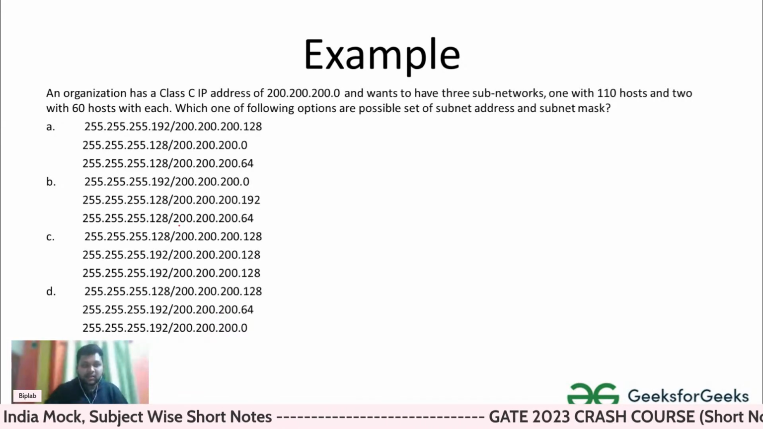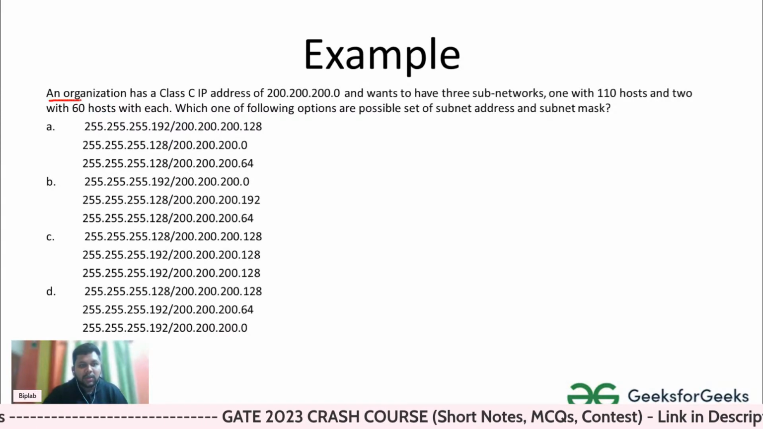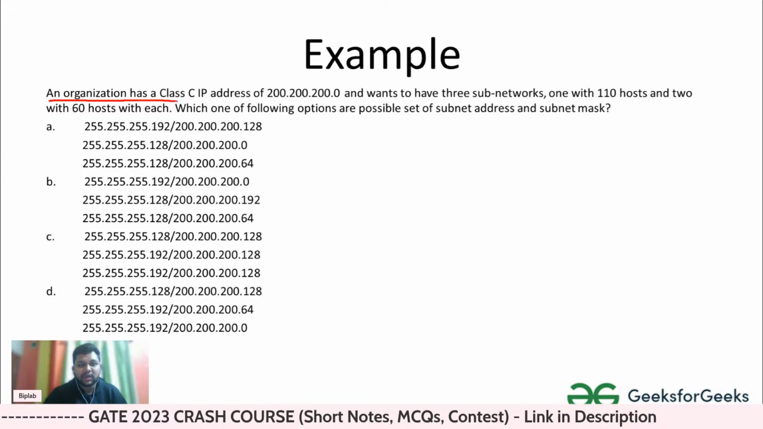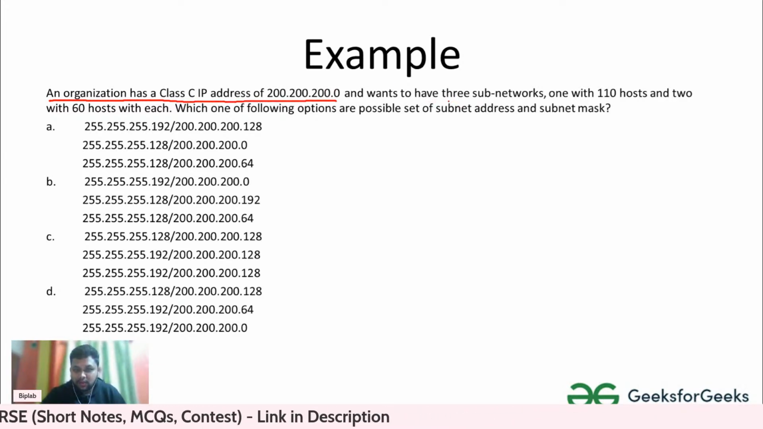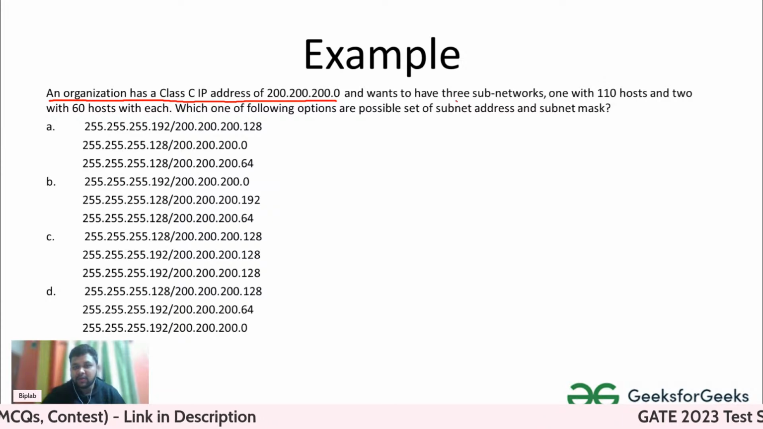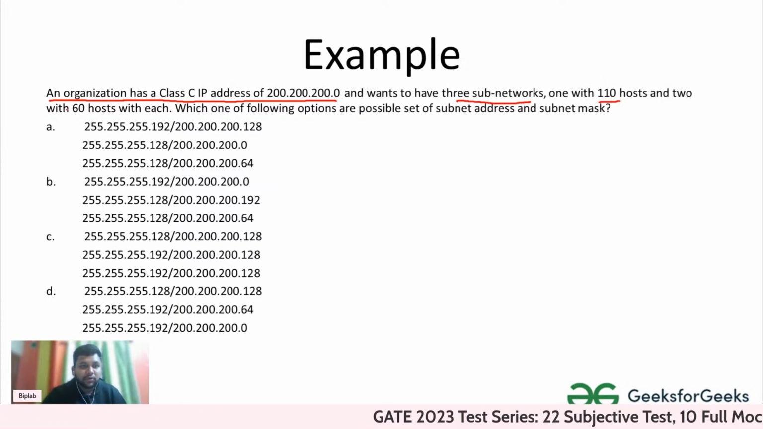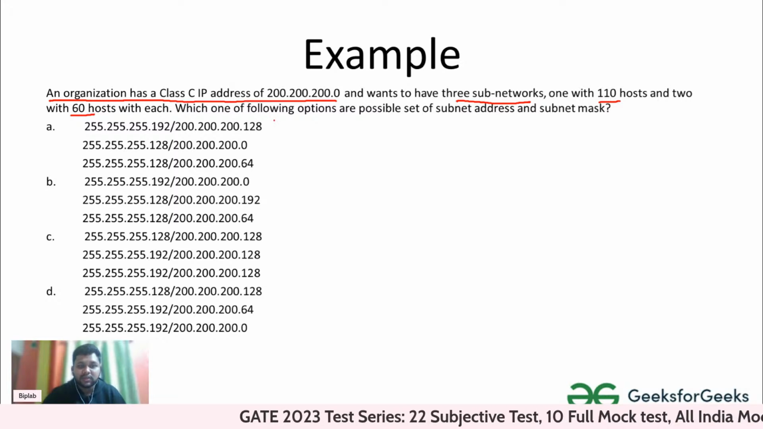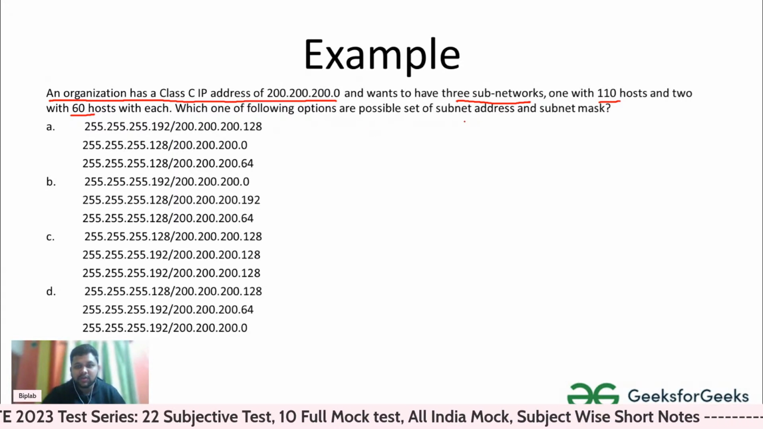This is the last question. You have an organization which has a class C IP address and you want to have three subnetworks, okay? One with 110 hosts, two with 60 hosts each. Which of the following is a possible set of subnet addresses and subnet masks?